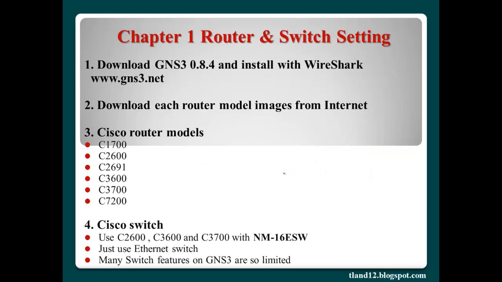Okay, Chapter 1, router and switch setting. First, please download GNS3 0.8.4, the latest version, and install it with Wireshark. Wireshark is a kind of network packet capture program. If you visit this website, you can download the latest version of GNS3. And number 2, download each router model image from the internet.